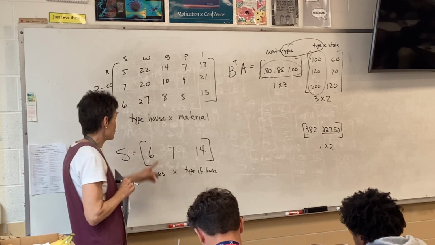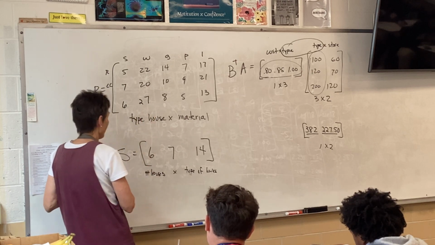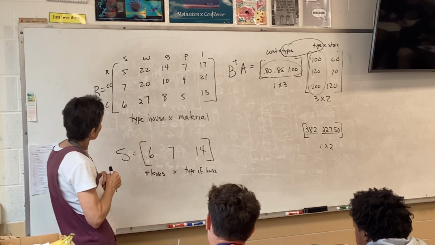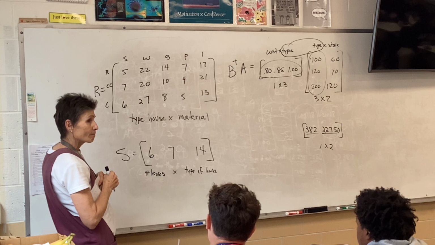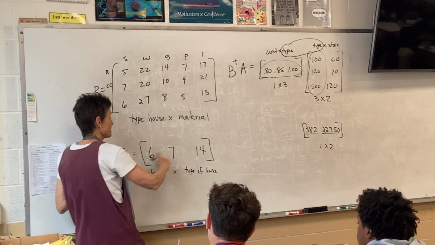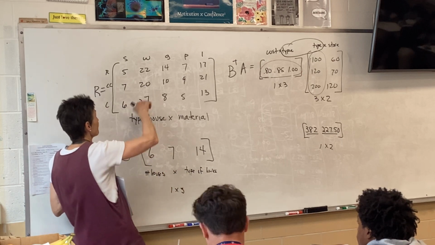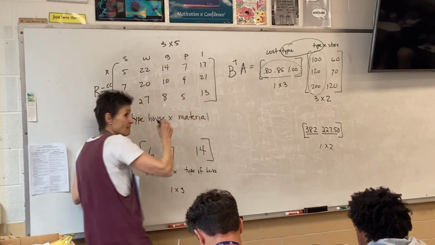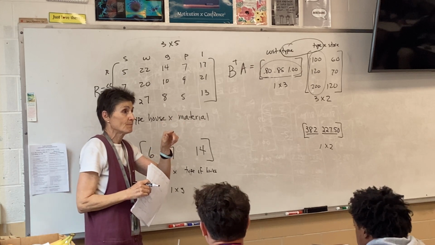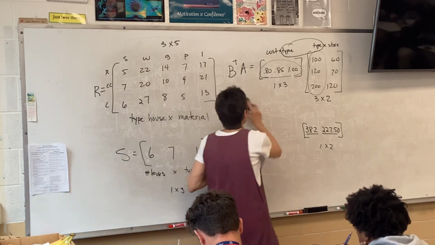Okay? Now, she says she wants to multiply these. Can we just straight up multiply S times R? I think we can. Because, first of all, what are the dimensions of S? So 1 by 3. What are the dimensions of R? 3 by 5. Can they be multiplied? Now, you can't do RS, but can you do SR? Yeah, it says build a matrix product. So I'm going to build the matrix product SR.